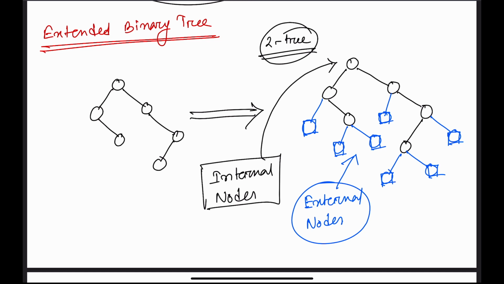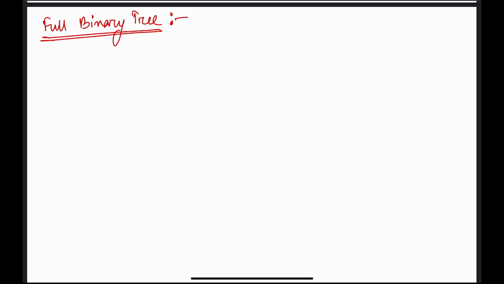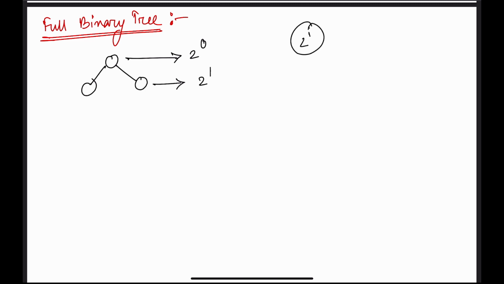Now there is another concept which is called full binary tree. Now what is a full binary tree? If I say by diagrams, this is a full binary tree. How? A binary tree is a full binary tree if all the levels have the maximum number of nodes. Here the maximum number of nodes is 2 to the power 0, here 2 to the power 1, we all know, right? 2 to the power i regarding the level.